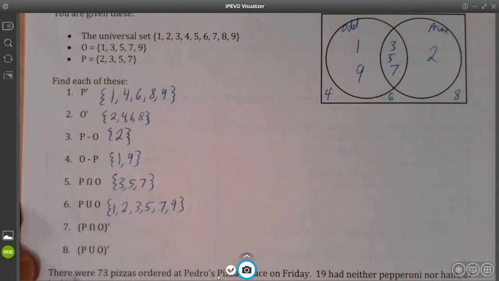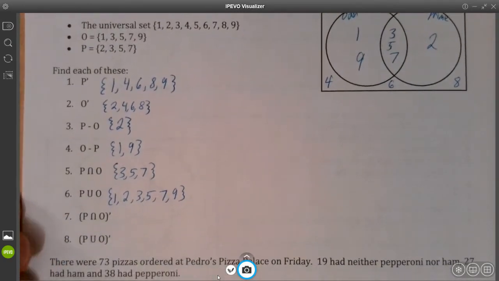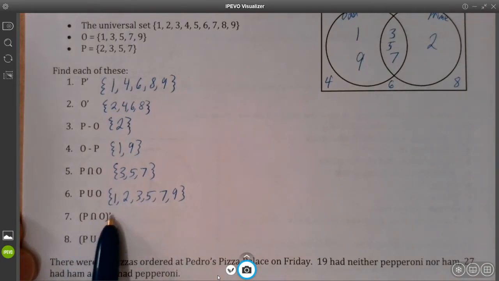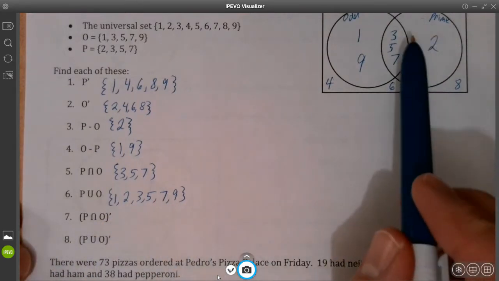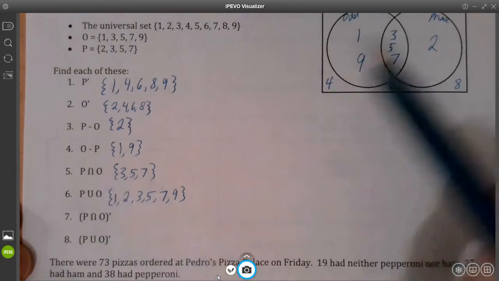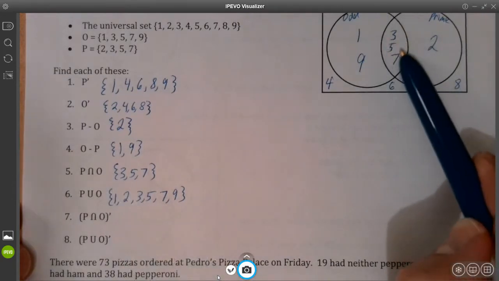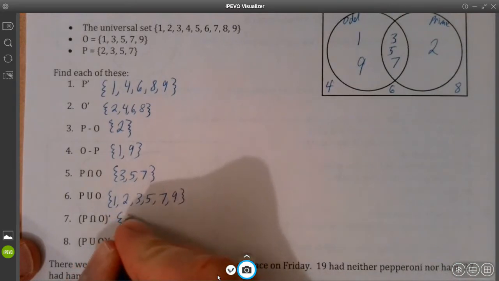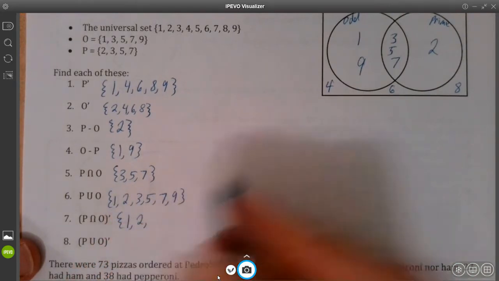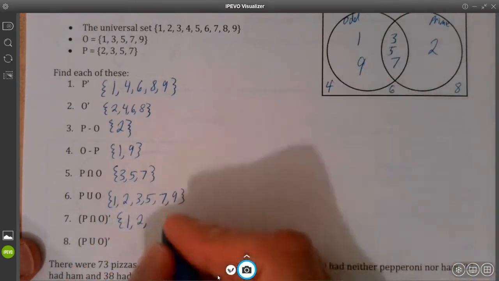This is P union O. It's both of them together. P intersect O. Wait, not really. So P intersect O, but not really. I think we can do this. So we're going to do everything that's P intersect O, but not really. So tell me everything except 3, 5, 7. 1, 2, 4, 6, 8, 9.